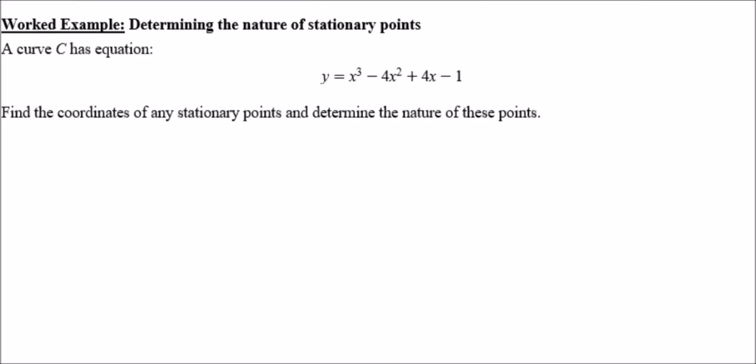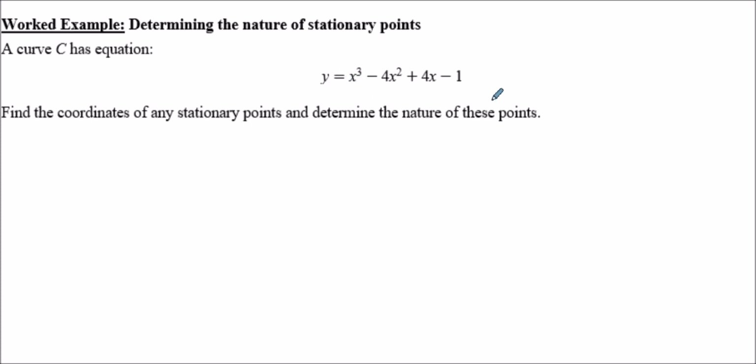So for now, we've got this function here, and we want to find the coordinates of any stationary points and to determine the nature of those points. So let's have a look at this one together. First of all, we need to work out the gradient function of this. And the gradient function of this we can compute by just doing dy by dx.